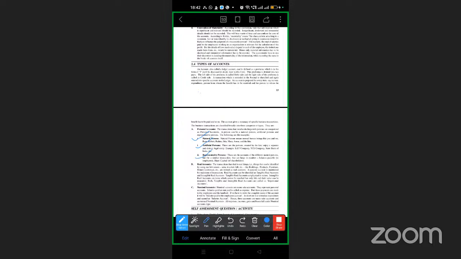Then what is the rule? We have a rule for personal account: debit the receiver, and credit the giver. This DR means debit. As per personal account, debit the receiver and credit the giver.